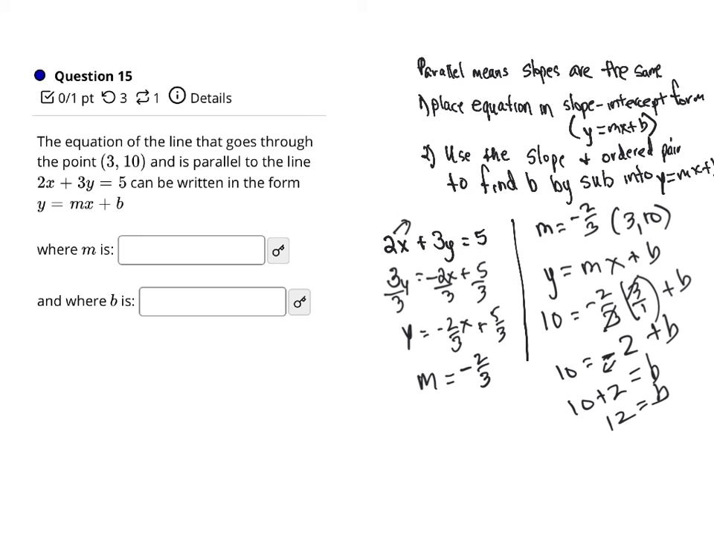So now they want us just to write the m. The m was the same as what we had to solve. So that's negative 2/3. Remember, your slope is negative 2/3. It's not the x. The x just tells you where, so don't put x there. They'll count it wrong. And the b is just that constant term of 12.